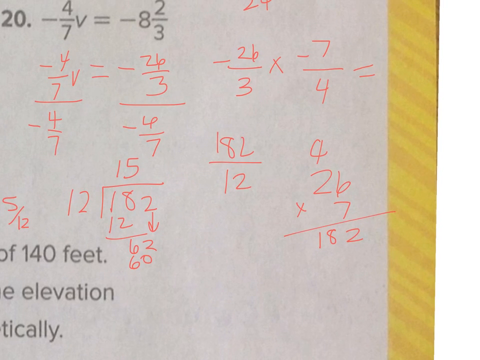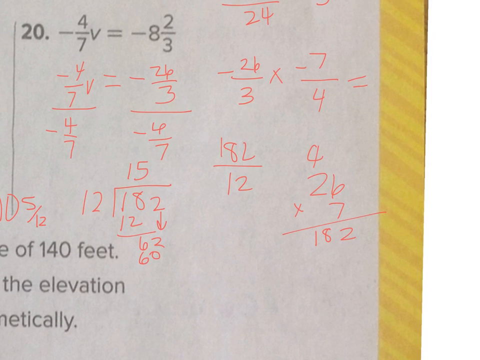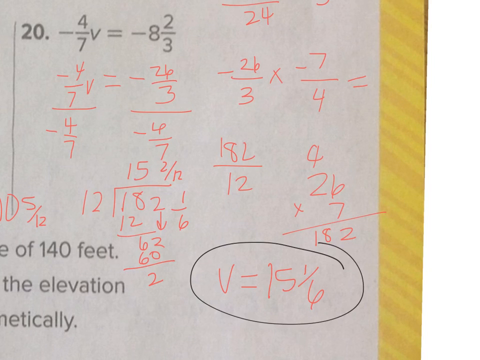And when we do this, we are left with a remainder of 2 over 12, and that's the same as saying 1 over 6. So for our answer for v, we get 15 and 1/6. And remember, our answer for this is realistic, because if we were to put it back into where v is, a negative 4/7 times 15 and 1/6 would give us a negative answer, and negative 8 2/3 is realistic.